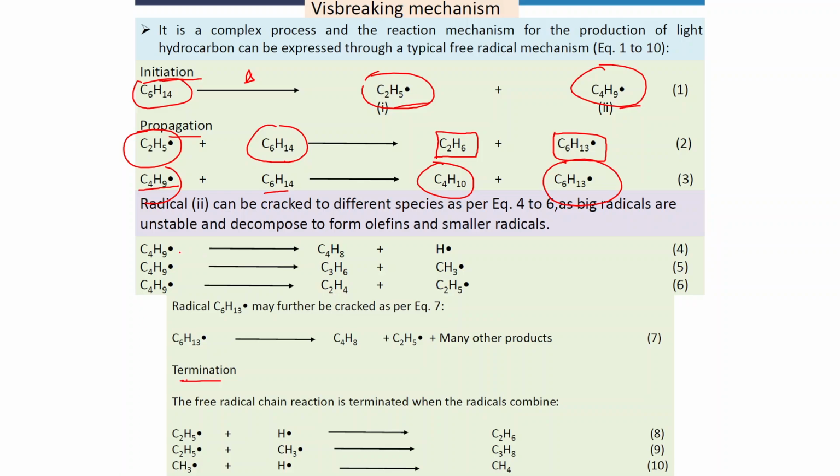Moreover, these radicals can further crack into stable products such as C4H8 and a radical. As we can see here, this is cracked to C2H4 and a radical. Likewise, propagation takes place and further termination takes place by the joining of two radicals, as this joins with this to give C2H6. CH3 with H may react to give a gas, which is methane. That is, a gaseous product may also form.